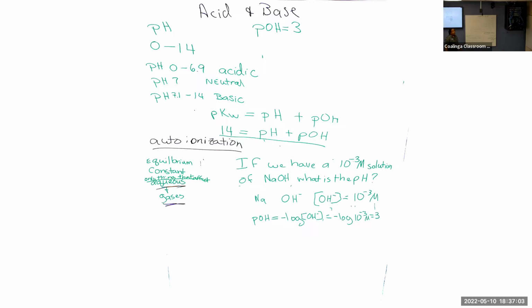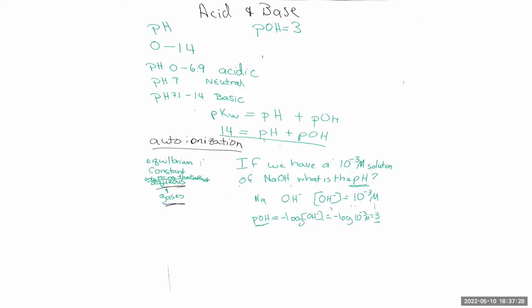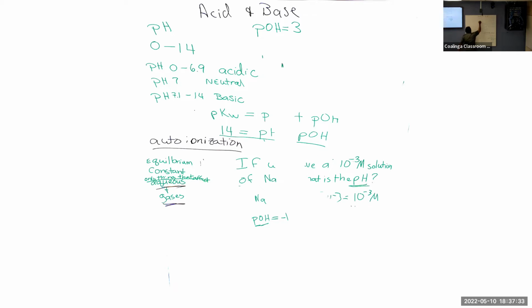How would I figure that out? Can you repeat the question? If the pOH we calculated is equal to 3, what is the pH? Because that's what we're looking for. How would I calculate that? Would you do the 14? That's correct. So then I would change this equation.